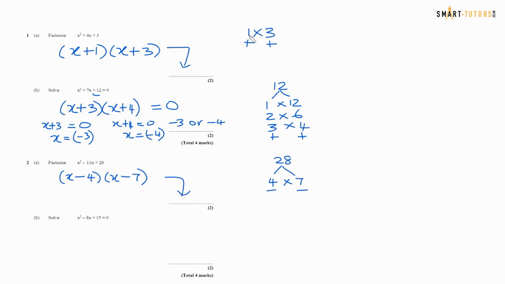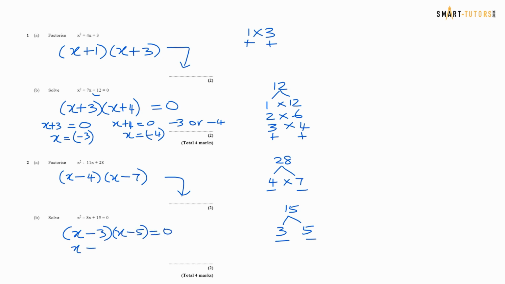B part, x squared minus 8x plus 15. So the factors of 15 are 3 times 5, both minus. Then only you add minus 3 with minus 5, which is minus 8. So the answer is x minus 3 in one bracket, x minus 5 equals 0.